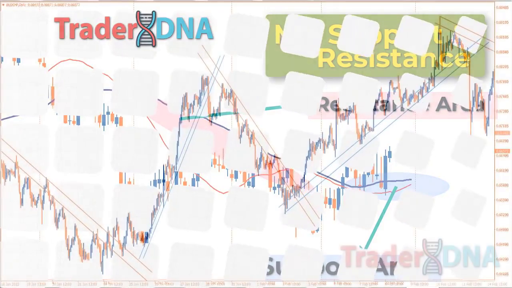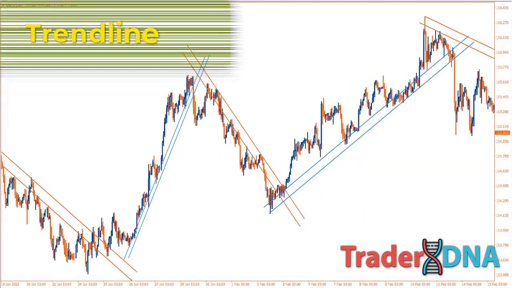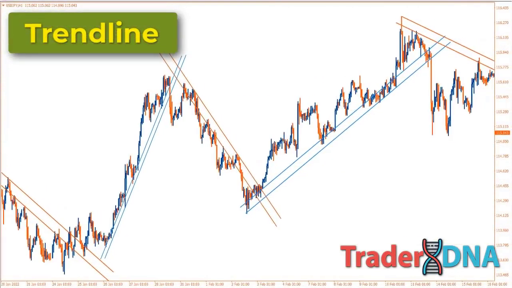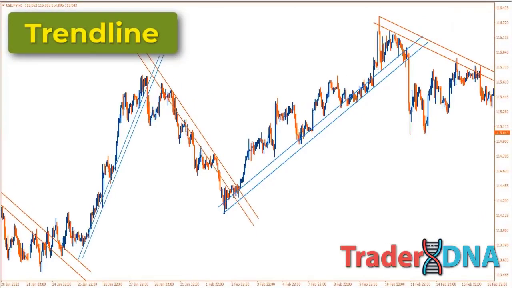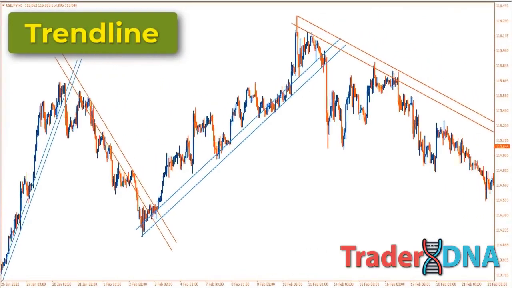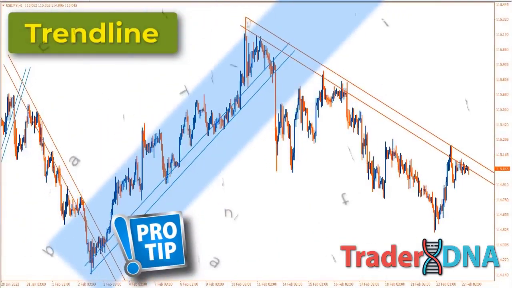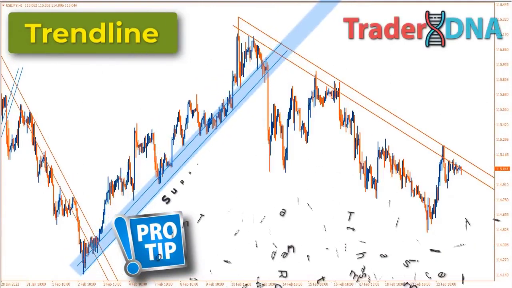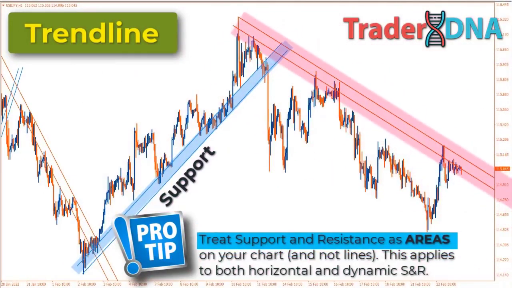Second, trendline support and resistance. These are diagonal lines on your chart to identify dynamic support and resistance. Here's what I mean. Pro tip: treat support and resistance as areas on your chart and not lines. This applies to both horizontal and dynamic support and resistance.